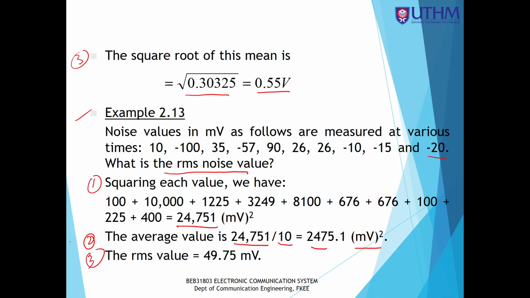The third process is to find the RMS value. We do the square root. Okay, so square root of this. Square root of 2475.1. Square root of this, you will get 4975. Okay, so you get 4975 millivolt for the RMS noise value.